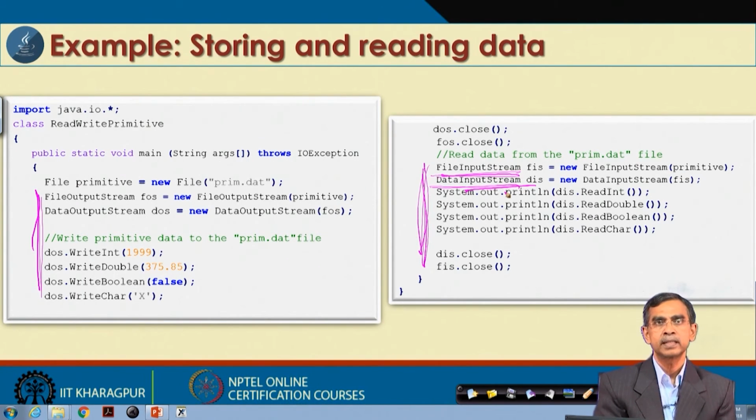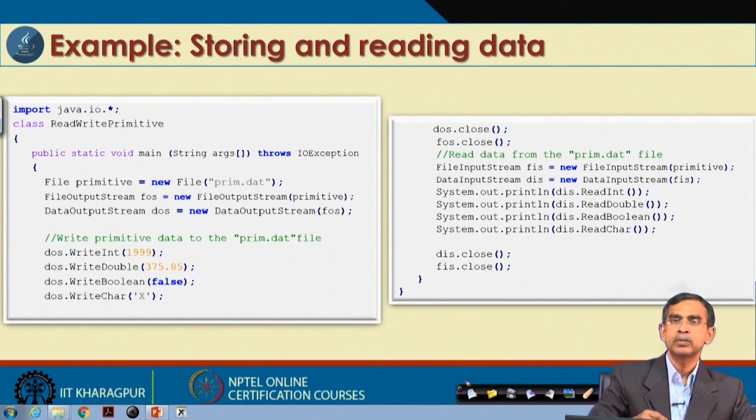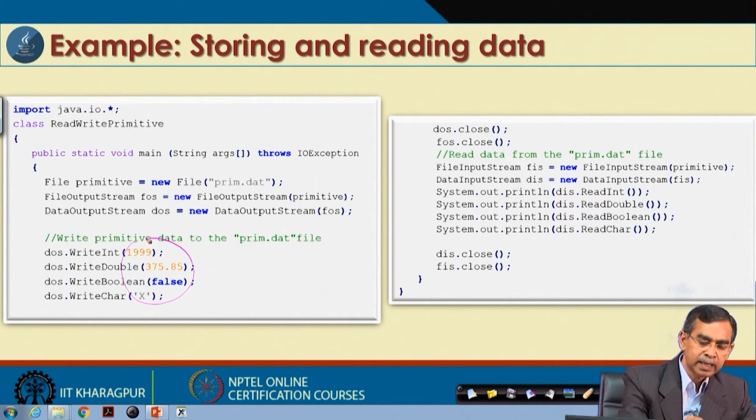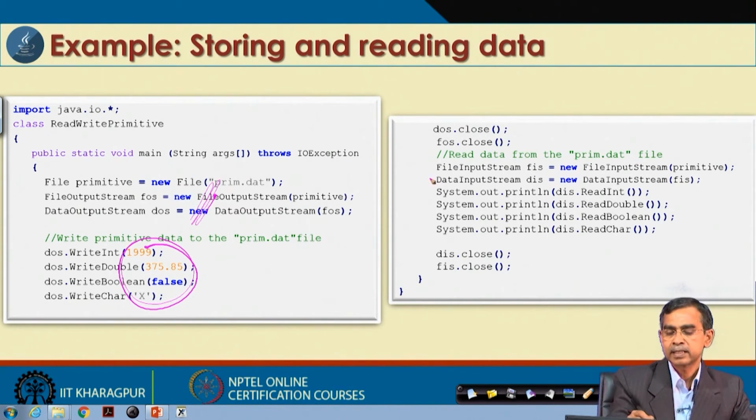So, both ways are possible. This example will tell you how we can store the data from a program into some file object, and then how you can read the same data back.